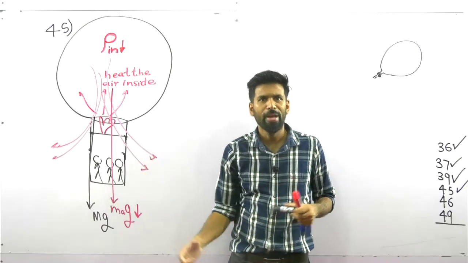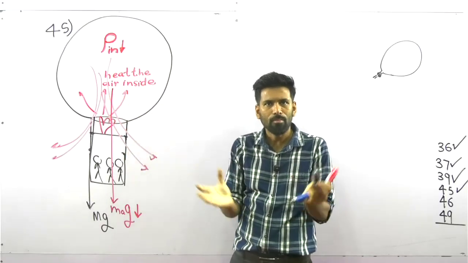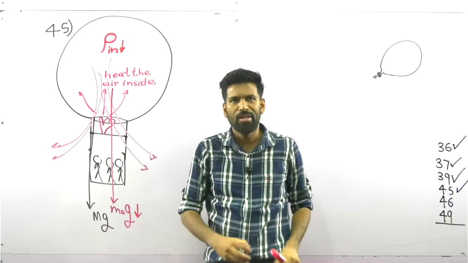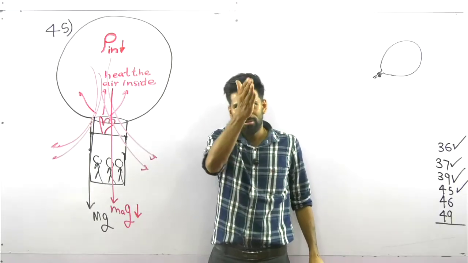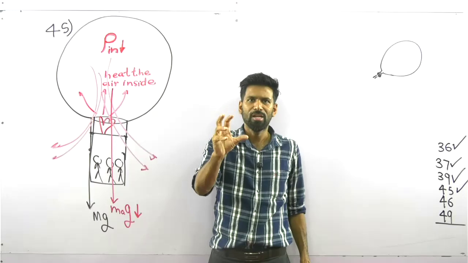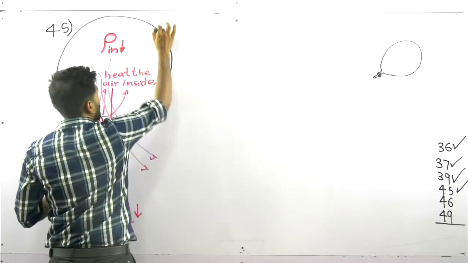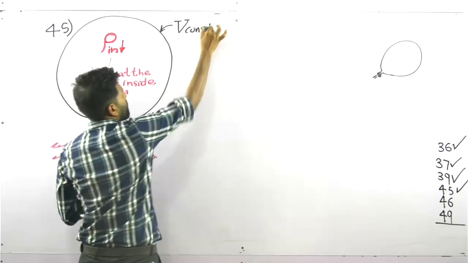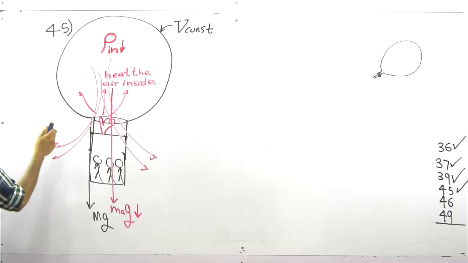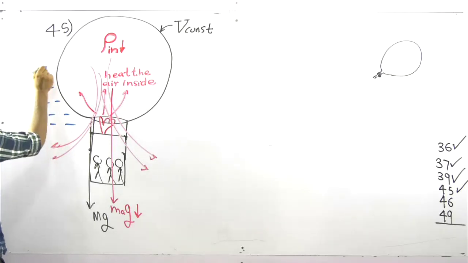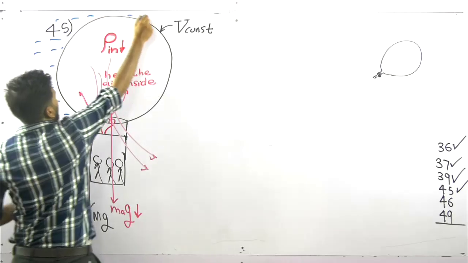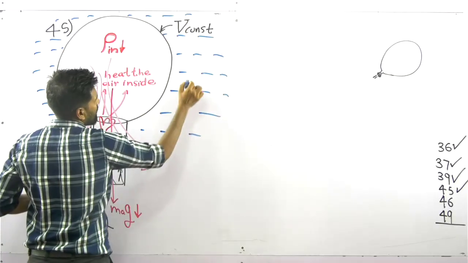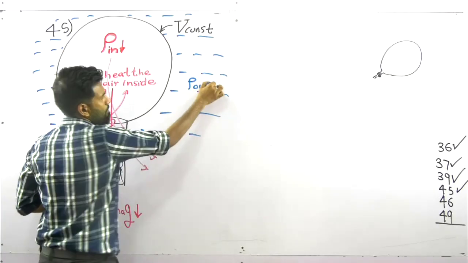It's very expensive. It will not change its volume, even when the air inside it is moved away by heating. Still it will maintain a constant volume. So this balloon is immersed. It is inside the liquid called outside air.